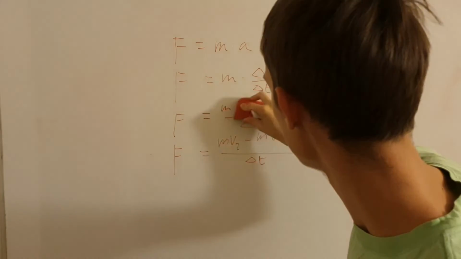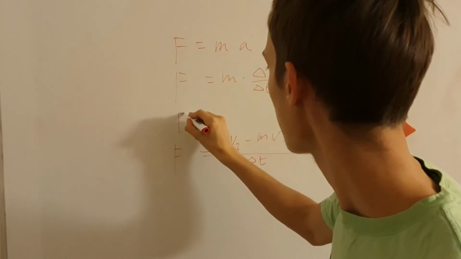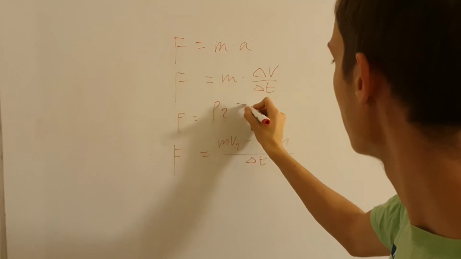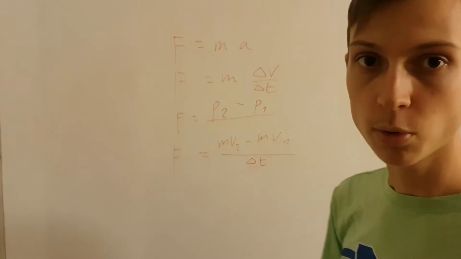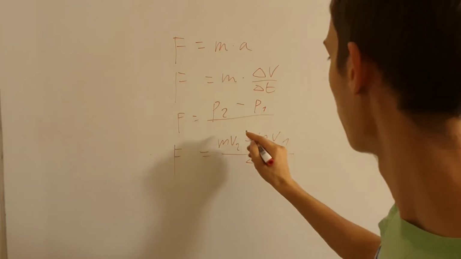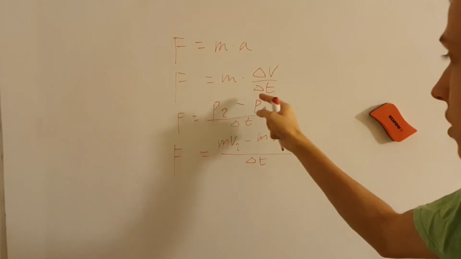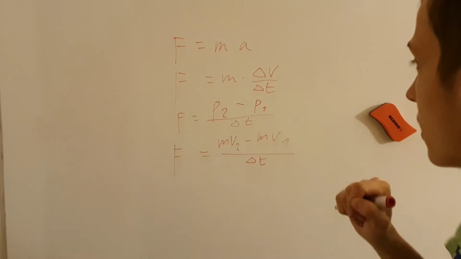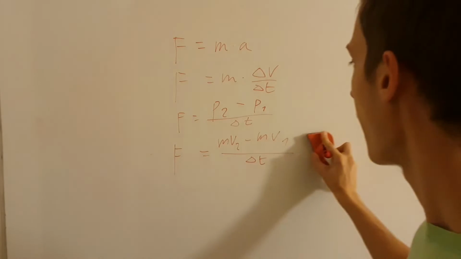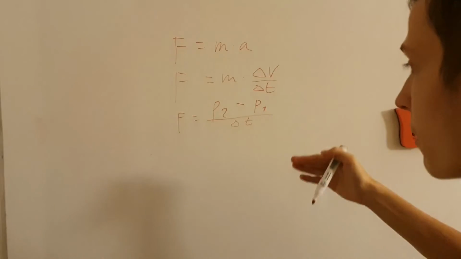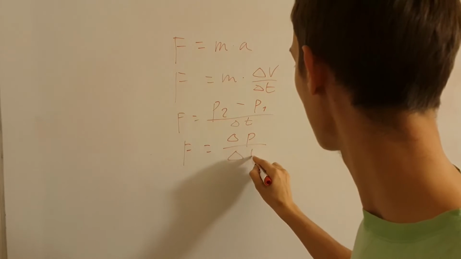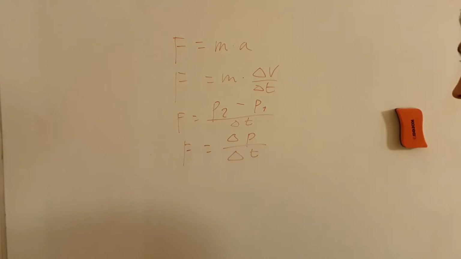So again, I can write it this way, that this is actually equal to, let's say, this is the final momentum and this is the initial momentum, where momentum is the product of the speed and the mass, over the change in time. So the change in momentum, the final momentum minus the initial momentum over the change in time, is another way to talk about net force. And because I have P2 minus P1, I might as well also write it as delta P. So this really nicely transfers quickly into the change in momentum over change in time.